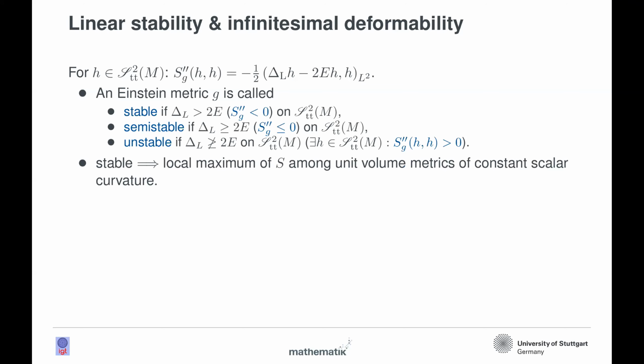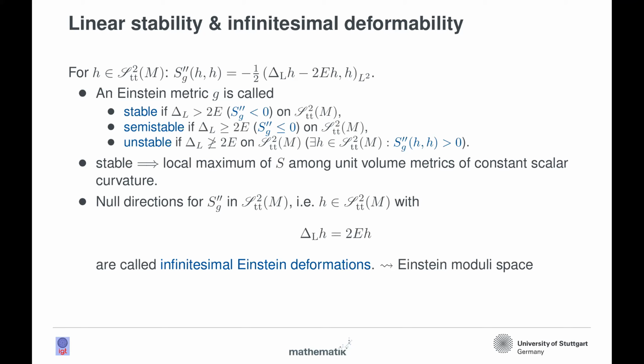Okay, this is all what I already mentioned. So if the metric is stable, then it's also a local maximum of S among constant scalar curvature metrics of the same volume. And if we are only interested in the null directions, the ones which are annihilated by this second variation, or which are precisely eigentensors to this 2 times e, these are the ones that infinitesimally preserve the Einstein property.